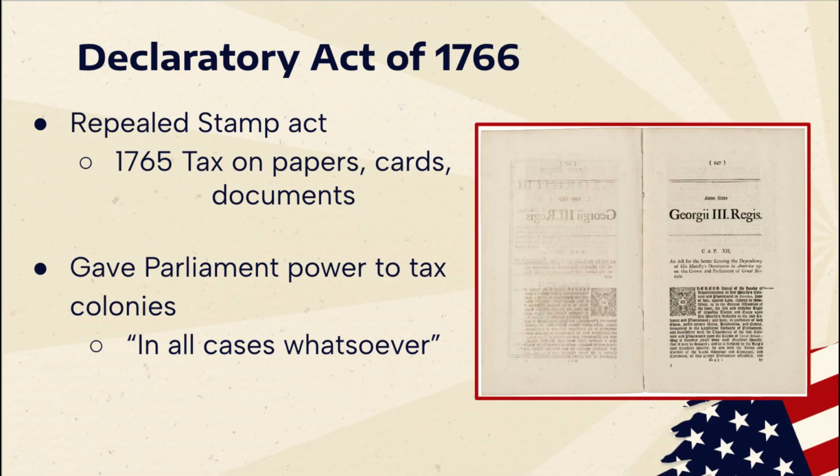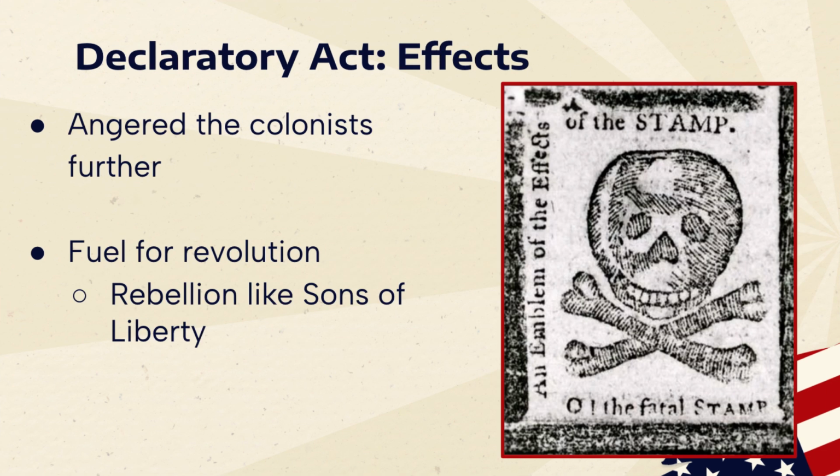After the major backlash from the colonies protesting the Stamp Act, Parliament passed the Declaratory Act of 1766, which repealed the Stamp Act, but also allowed the English crown to tax the colonies however they wanted to in the future. This act went against the unwritten long-standing policy of salutary neglect, causing the colonists to feel betrayed. This resulted in even more anger from the colonists and led to a more violent rebellion, like in the Sons of Liberty.